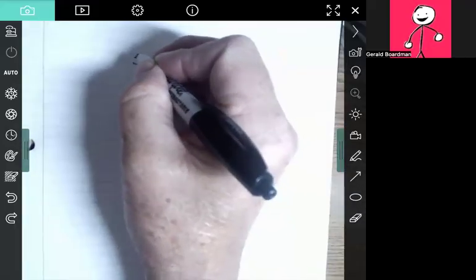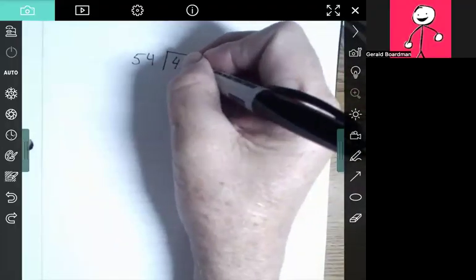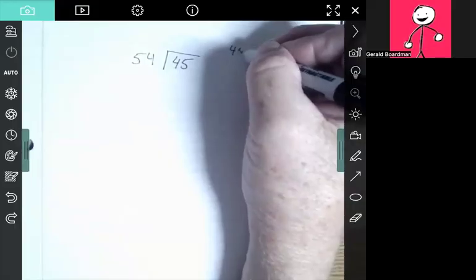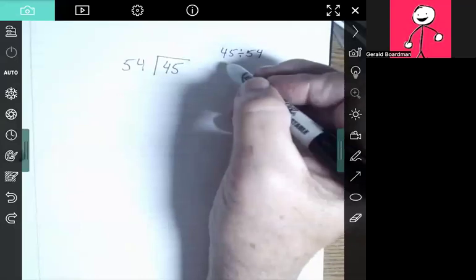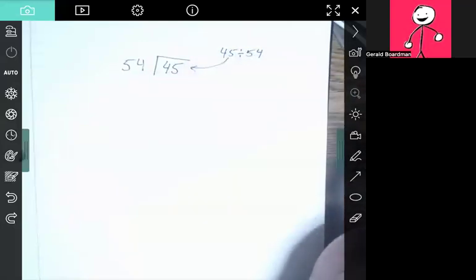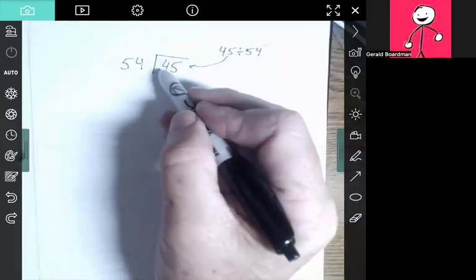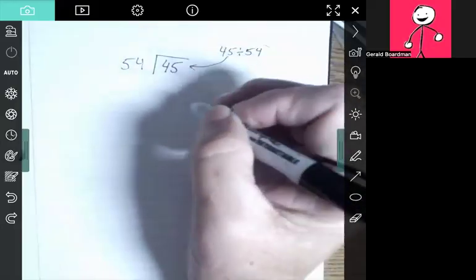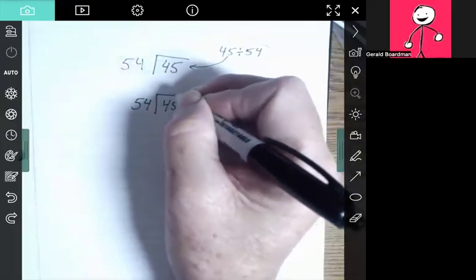So one of the problems that we had was something like 54 on the outside and 45 on the inside. This original problem might have been written as 45 divided by 54. The first number always goes inside and the second number on the outside. So we look at 54 and say, how many times does 54 fit inside of 45? Let me rewrite this here with the 54 out here and the 45 here.